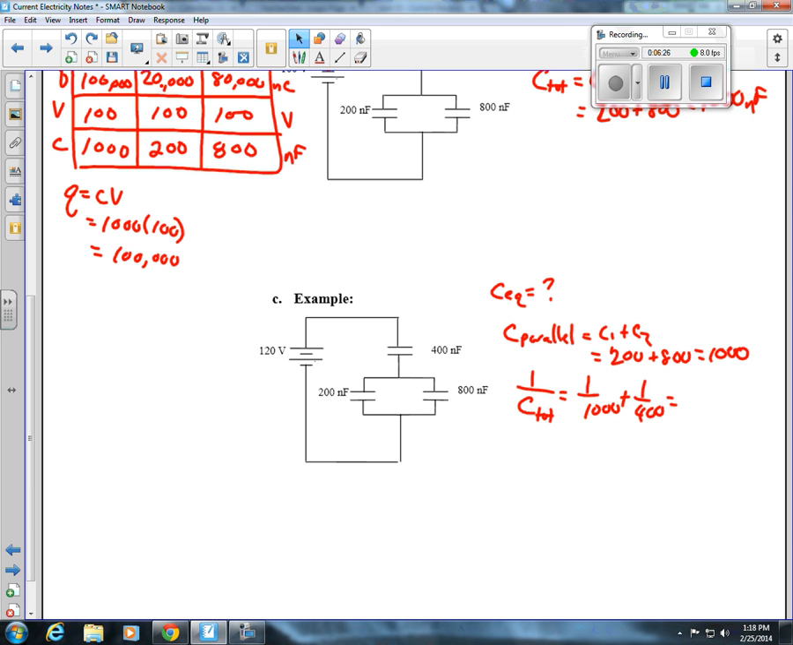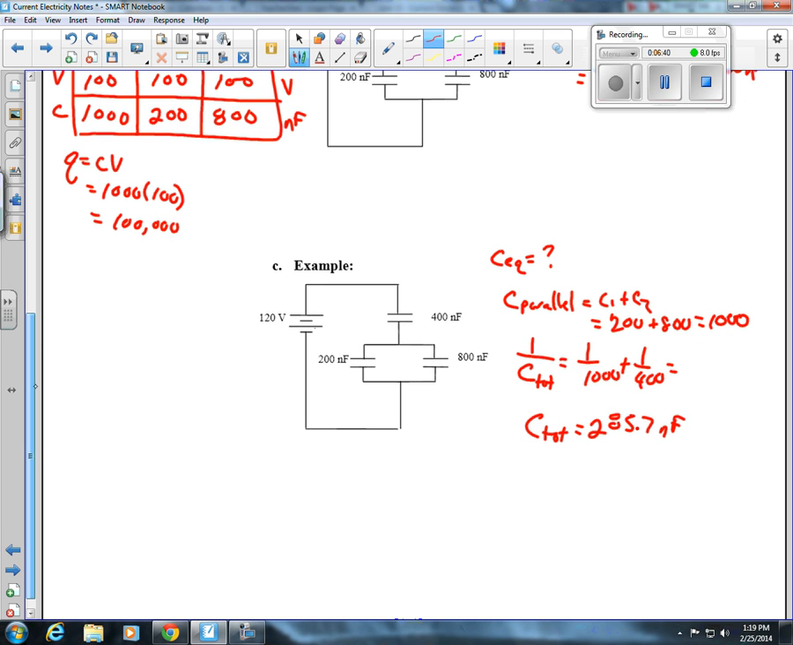And this doesn't turn out to be pretty. When I do the calculation out, I end up with a total of 285.7. So again, I can do a chart to keep track of things. And again, these numbers don't turn out pretty, so leave yourself a lot of room.